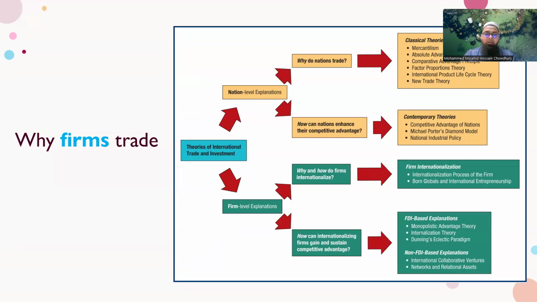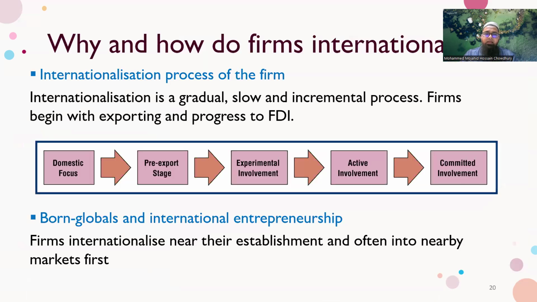Now we come to why firms trade. I'll be very quick on this. Internationalization is a gradual process, slow and incremental. Firms begin with exporting and progress to foreign direct investment. So normally, the cycle is like this: when a firm comes up with something, it normally has a domestic focus.